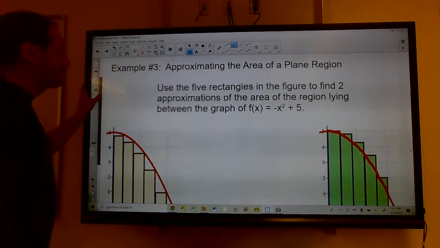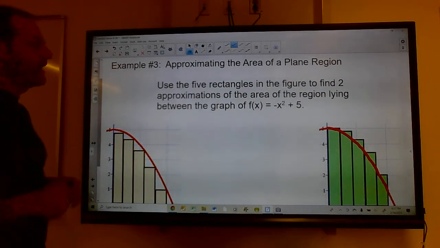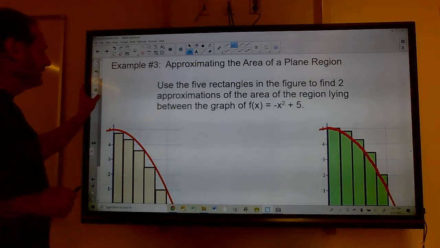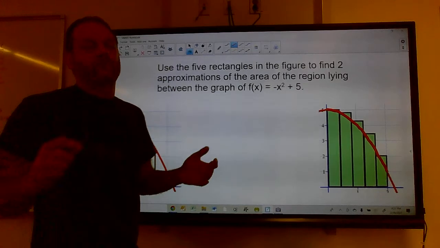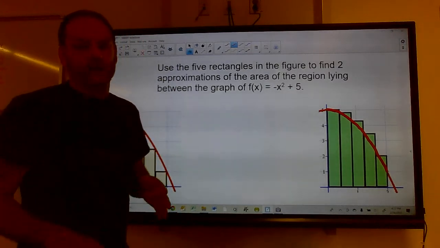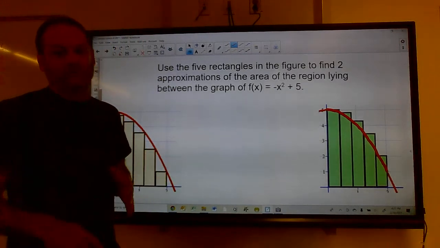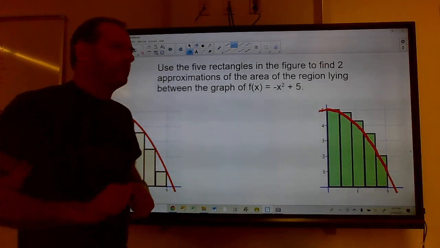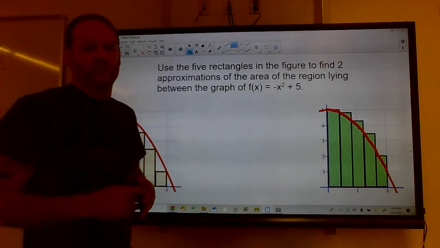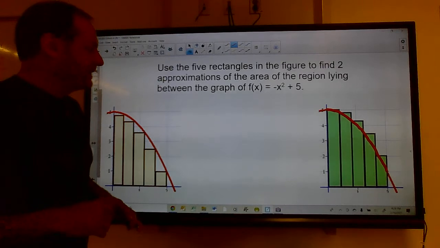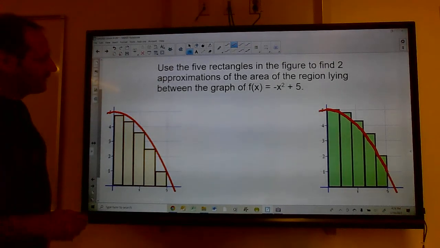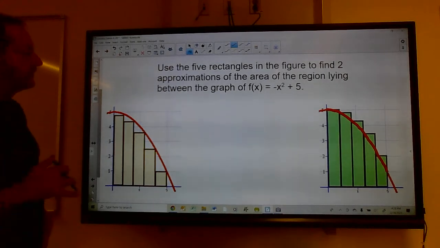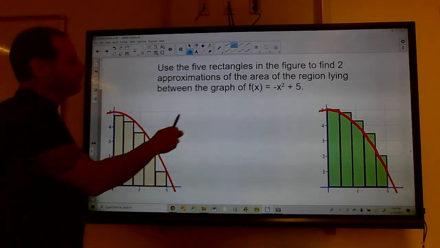Okay, area of a plane region. So here's the way you approximate the area. When you were in geometry, you did area formulas of squares and rectangles and triangles and parallelograms and circles and trapezoids, that type of stuff. Pretty easy formulas. But what do you do when you have a curve? One of the ways that you can do this is, we've got an example here.